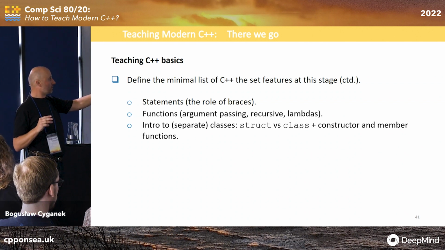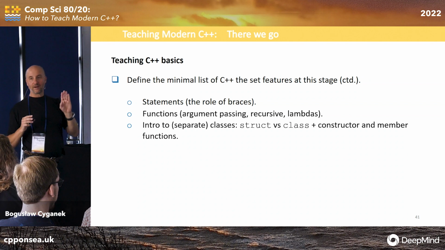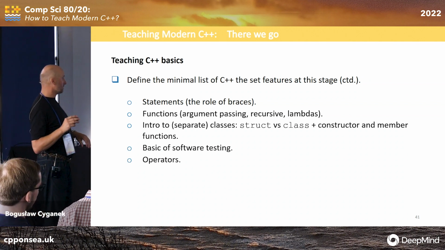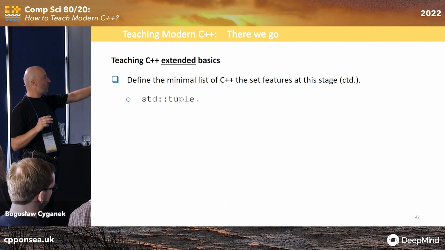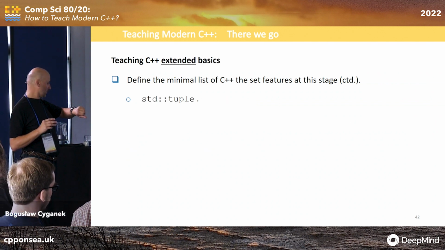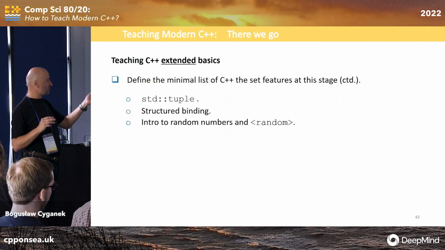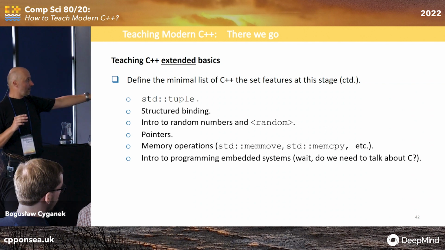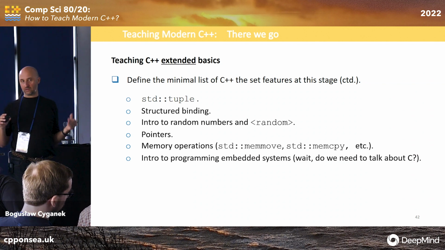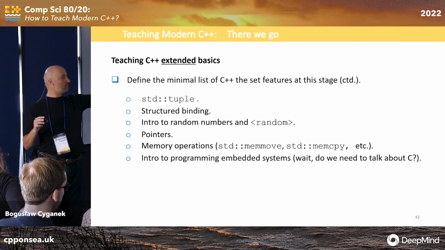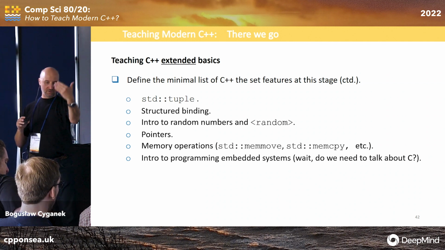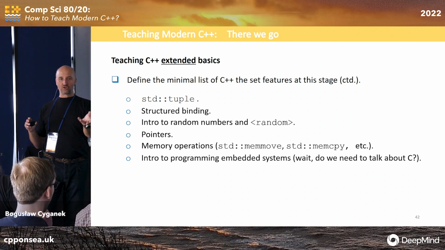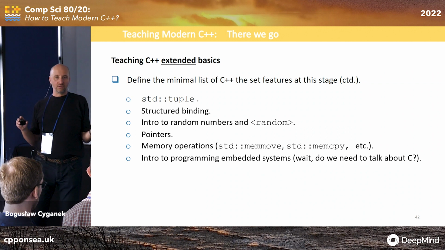Intro to struct versus class with a constructor and few members. So we started with basic software testing, operators, and that's all. If we have more time, we can go with tuples, structure binding, random numbers, pointers, memory operations. Why? Because I have students of embedded systems, operating systems. So they, sooner or later, rather sooner, will see RTOS, and they need to connect, and they have this char pointer something, and they need to understand at least.